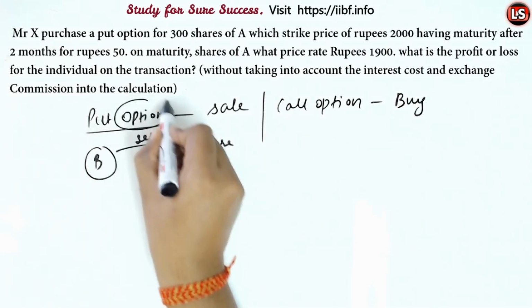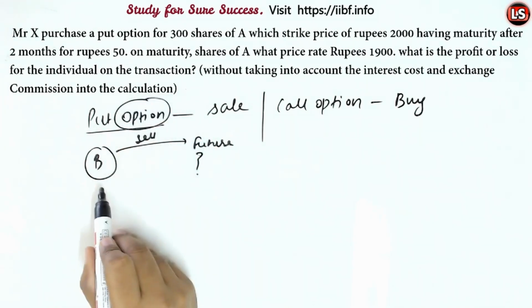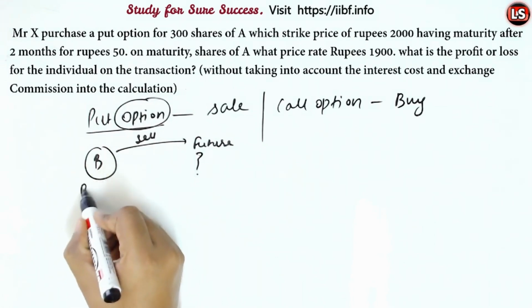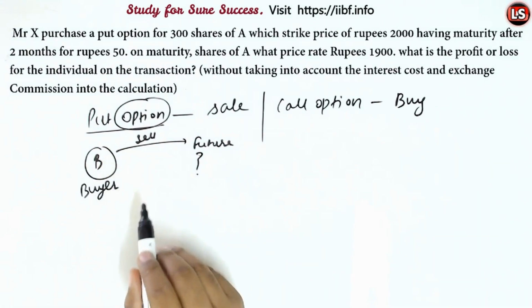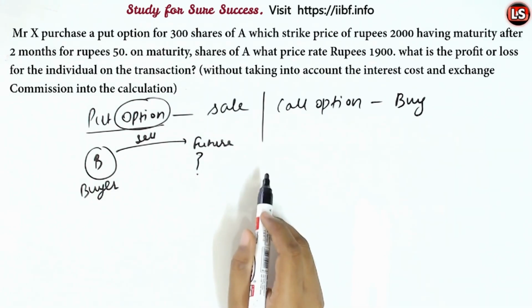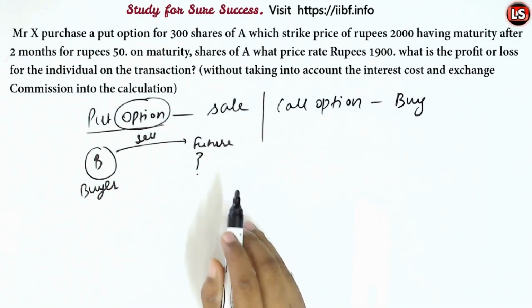Since it's an option, it depends on the buyer here. It means who is the buyer? B is the buyer of the put option. So, as you see now, it depends upon B, the buyer. It totally depends on him whether he wants to sell the contract or not.